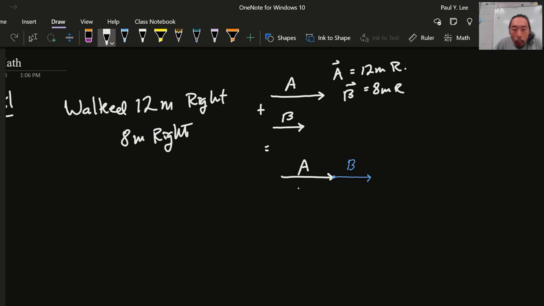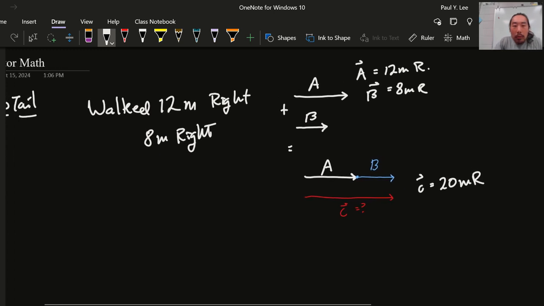Now, what this tells us is that the total length or the total distance that we traveled right here, we can call this mystery vector C. So if I were to ask you, well, how far did I walk? You can say, well, 12 plus 8, Mr. Lee, that's easy. C is therefore equal to 20 meters to the right. This is simple.